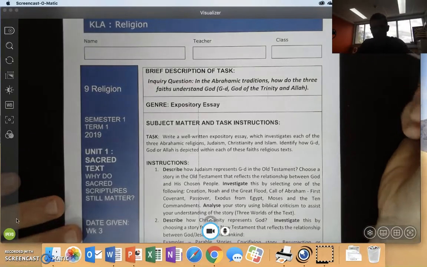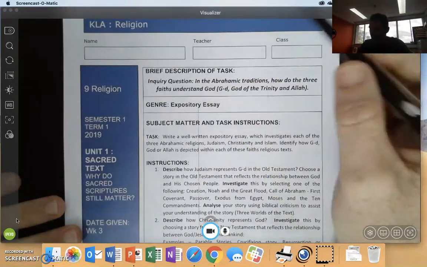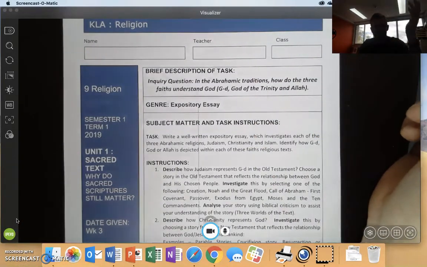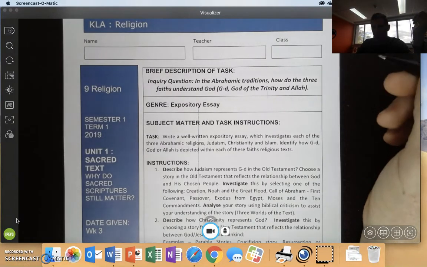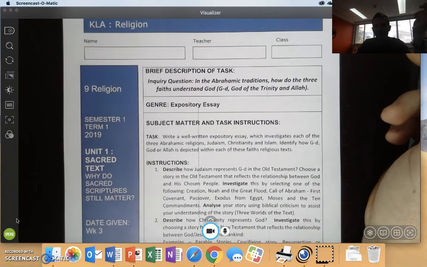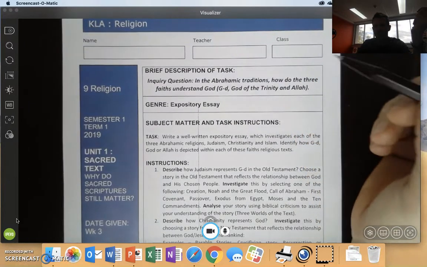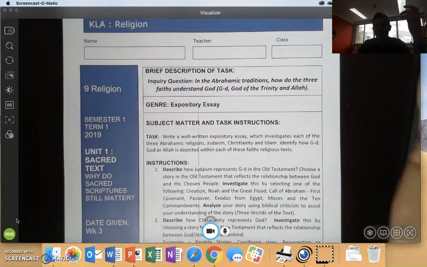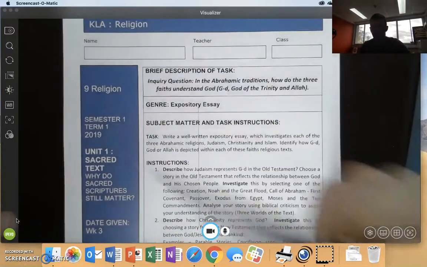Brief description of the task. The basic question is, in the Abrahamic traditions, first of all we need to know what they are. You should know Christianity, Judaism, and Islam. How do the three faiths understand God? The Jewish version of God, our version of God, the Trinity, and Islam's idea of Allah. How do we go about doing that? Obviously that is linked to Scripture.